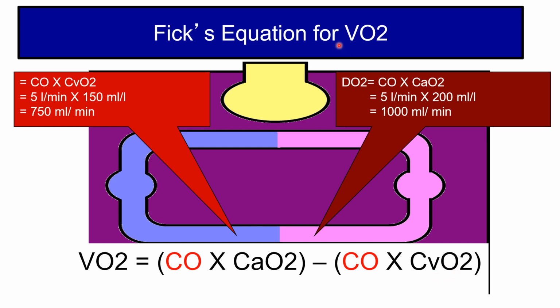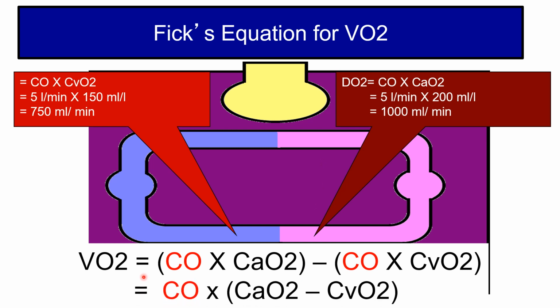So this is the Fick's equation for the computation of O2 consumption. We can rewrite it in a shorter form: cardiac output times the difference between the arterial O2 content and the mixed venous O2 content.